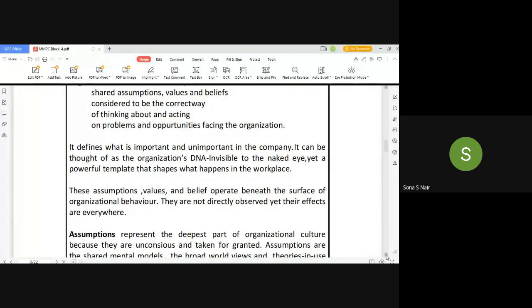And the organization's personality is in the assumptions, values, and beliefs held by the people of the organization. They operate beneath the surface of the organization's behavior. They are not directly observed, yet their effects are everywhere. People in the organization behave because of certain assumptions, values, and beliefs, and you can understand the culture of the organization by watching the behavior of the people. So it is the personality of the organization.